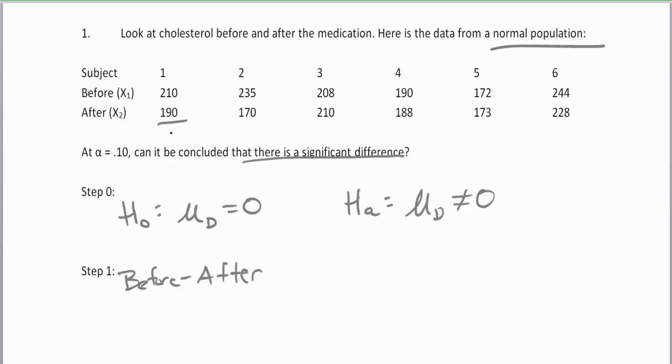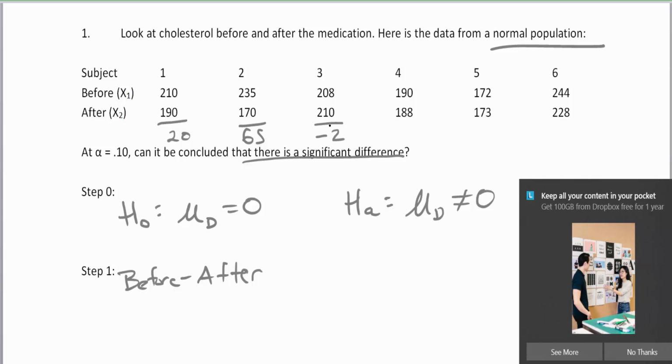210 minus 190 is 20. And then 235 minus 170 is 65. So these are some pretty good drops. This is a drop of 20 points of cholesterol, 65 points. But this one is actually -2, because 208 minus 210 is -2. So this is somebody whose cholesterol actually went up.